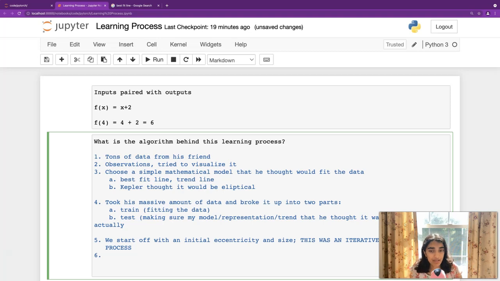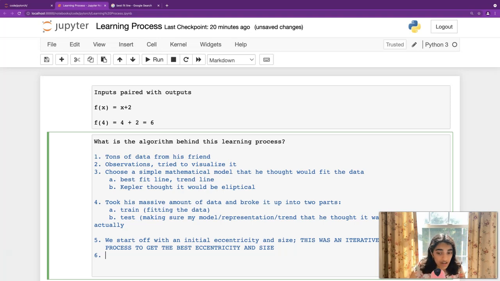We already think it's going to be an elliptical model, so we're going to roll with that, but we need to fix the perfect or close to perfect attributes. So this is where the iteration comes from. This is an iterative process to get the best eccentricity and size. All right.